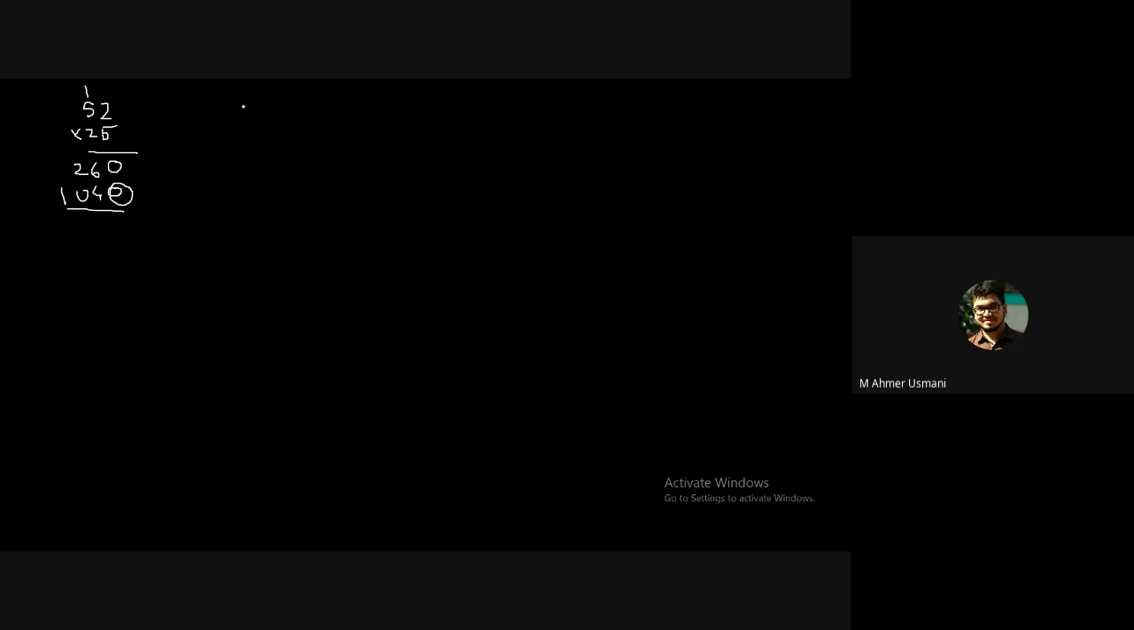What does Booth's algorithm say? Can someone please tell me? First of all, what is the total number of steps required in order to find the answer? It is equal to the number of bits which we have in the multiplier. So the number of steps is nothing but the number of bits that we have in the case of the multiplier.